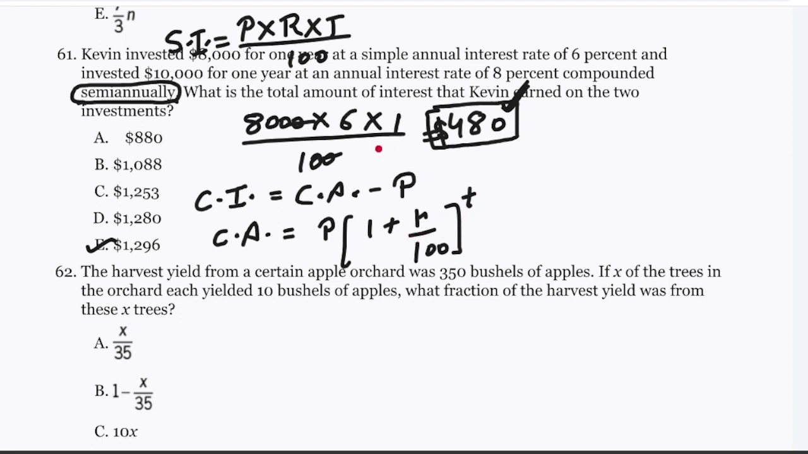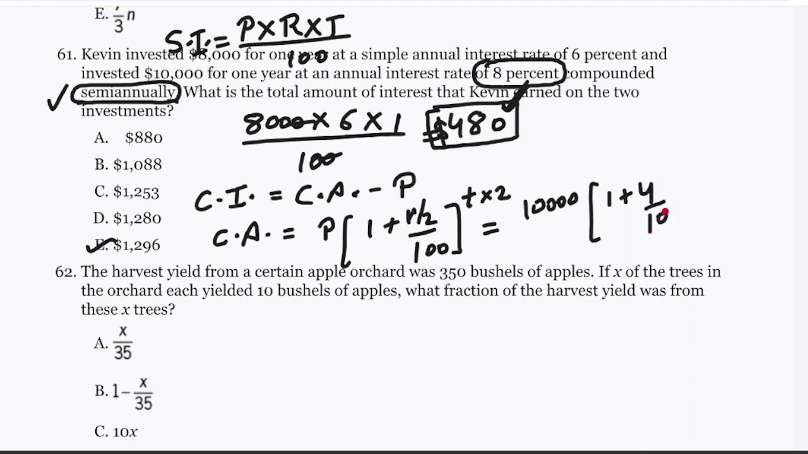Now this is for annual, but they said semi-annual. That means when it is semi-annual, then r becomes r by 2 and t becomes multiplied by 2, because semi-annual means in 1 year we have to pay it twice. Now with this formula, principal we have 10,000, multiply 1 plus r by 2, r I have 8%. So 8 divided by 2, 4, divided by 100, raised to power time going to be 1 year again. So 1 into 2, I'll get 2 here.